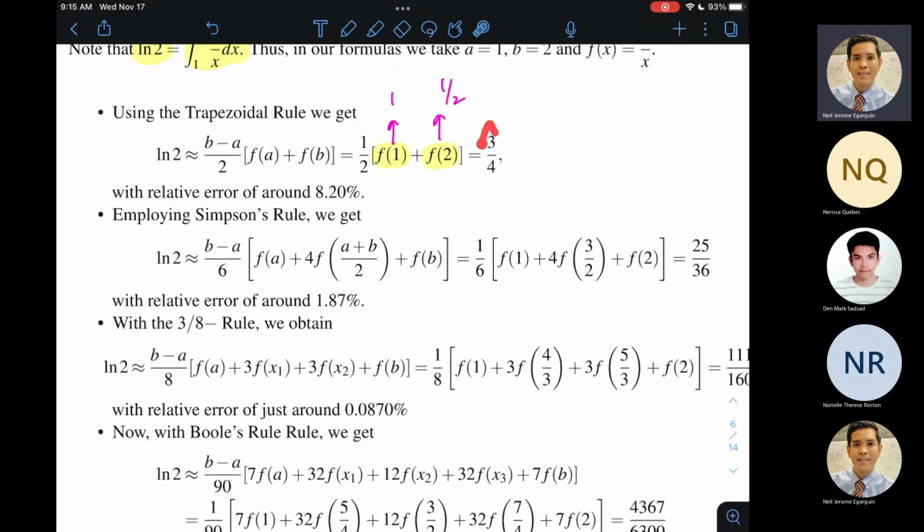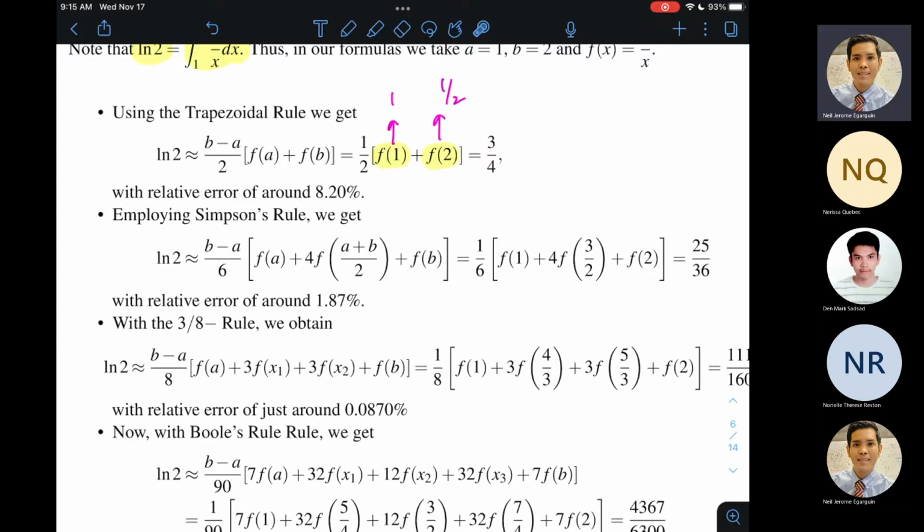So times 1 half, we're gonna get 3 fourths. And 3 fourths is within 8.2% of ln 2. Okay, kinuha ko lang yung relative error between ln 2 and 3 fourths. Now, hindi pa siya ganun kagandahan, 8.2%. So let's write the Simpson's rule. Kapag ka Simpson's rule na, we'll have 25 over 36, and the relative error goes down to 1.87%.